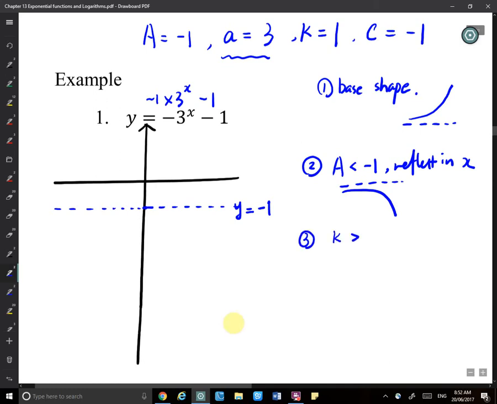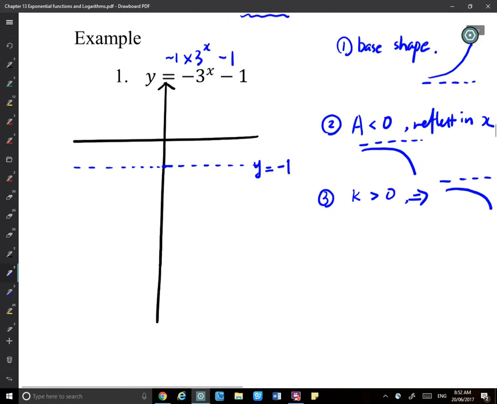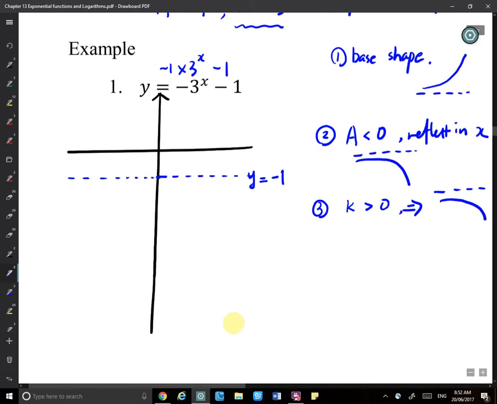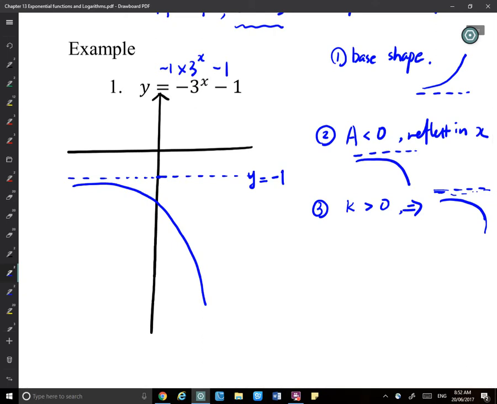And number 3. K is greater than 0. A is less than 0. K is greater than 0, so your graph will still be this shape. No change. Greater than 0, no change. And therefore, that's your final shape. Can you see like that? That's your asymptote. Your graph is below the asymptote and is going downwards. So that is the shape.